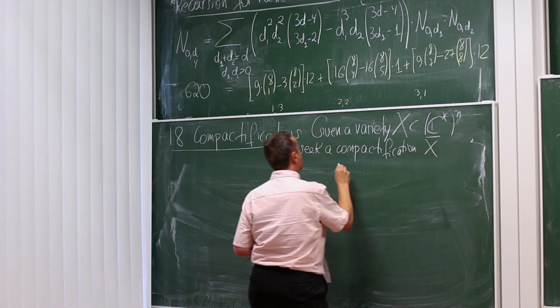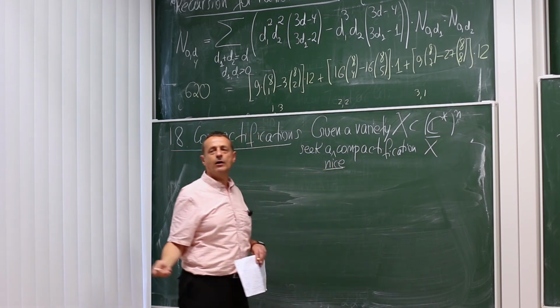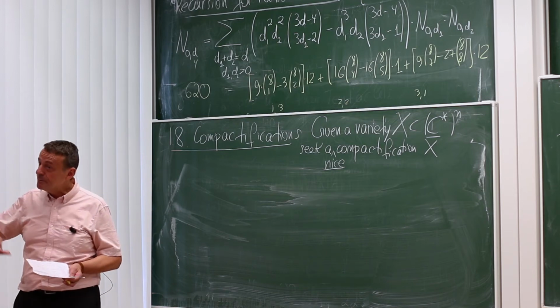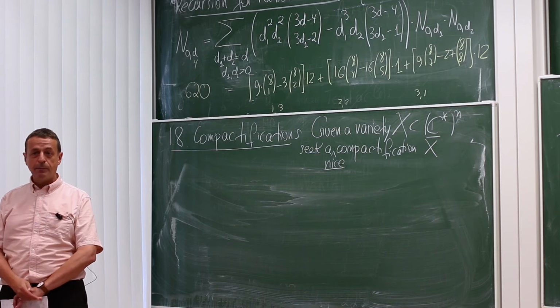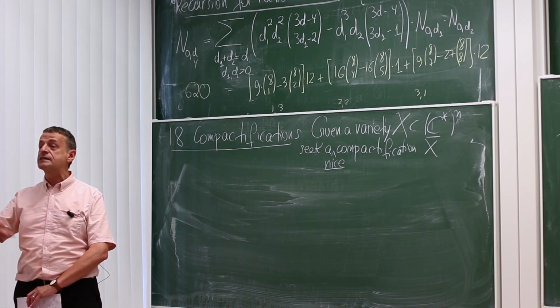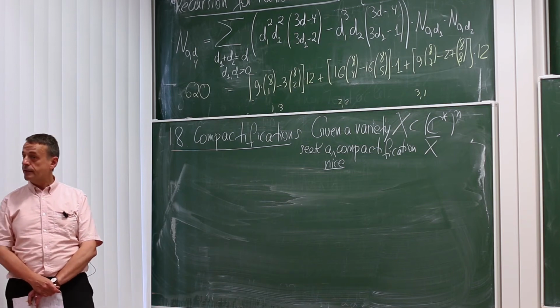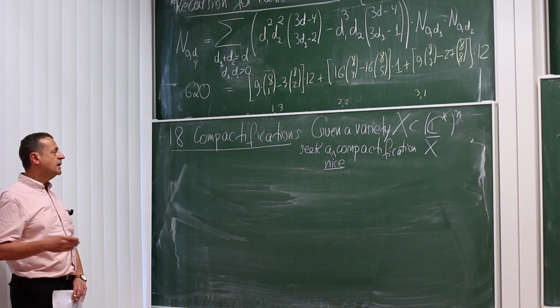X bar, but not just any old compactification. We like to have a nice compactification. Well, first of all, X is not compact because I ripped out those points where coordinates are 0. For example, if I have a plane quartic, I ripped out 6 points. That was made visible by the tentacles of the amoeba. Right? But in general, I'm ripping out some points.